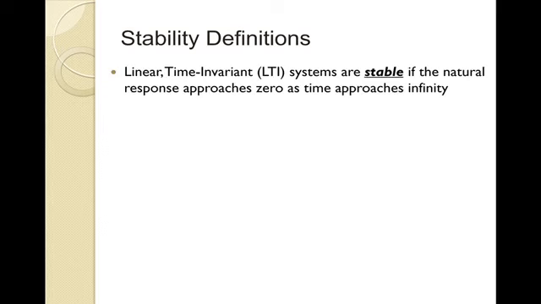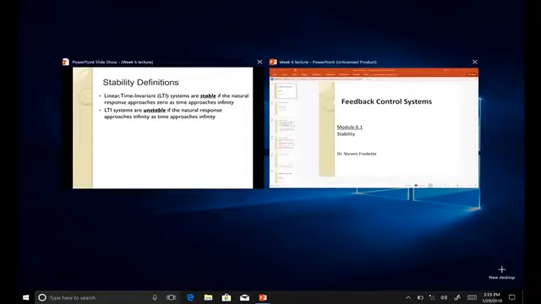So first of all, the definition of stability. In this course, for the most part, we are looking at linear time invariant systems. We also call it an LTI system for short. These systems are going to be stable if the natural response of the system approaches zero as time approaches infinity. So we might ping a system, and we want to know, does the natural response decay to zero? So there's no vibration, etc. As time approaches infinity, do those transients eventually die out?